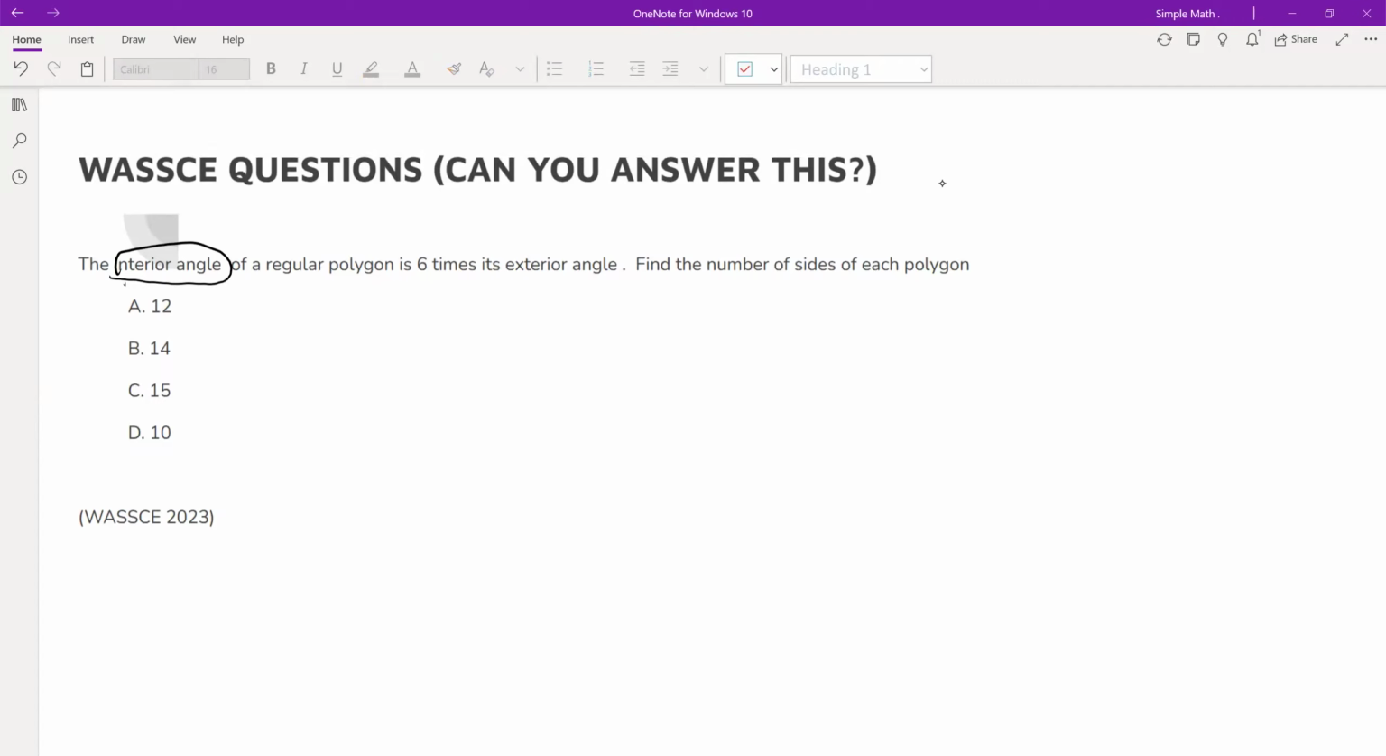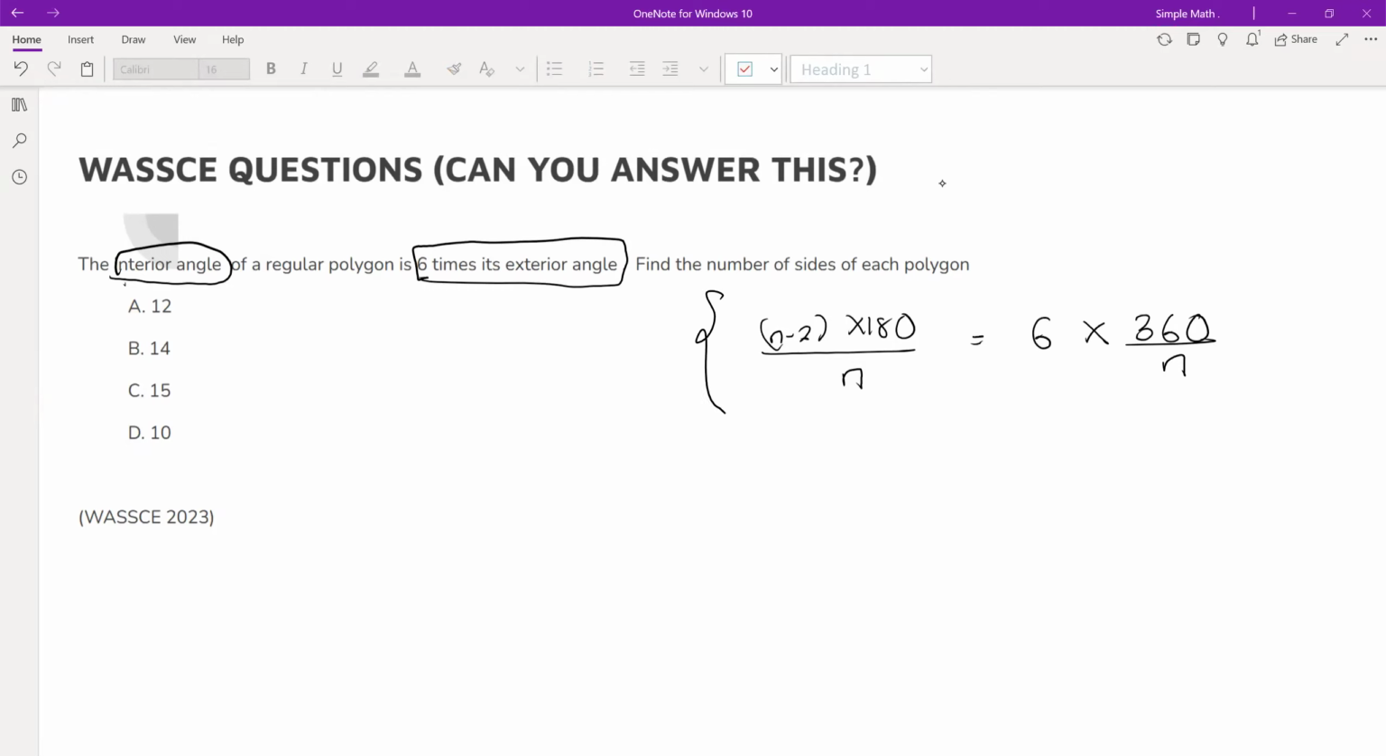The sum of interior angles is actually n minus 2 times 180, right? But then to get each interior angle, you now divide it by n. So this is the formula for just one interior angle. Now, of a regular polygon is 6 times the exterior angle. So it's going to be 6 times 360 over n. Because to calculate the exterior angle of a regular polygon, that's going to be 360 divided by the number of sides. So this is the equation we have. So we just have to break it down.